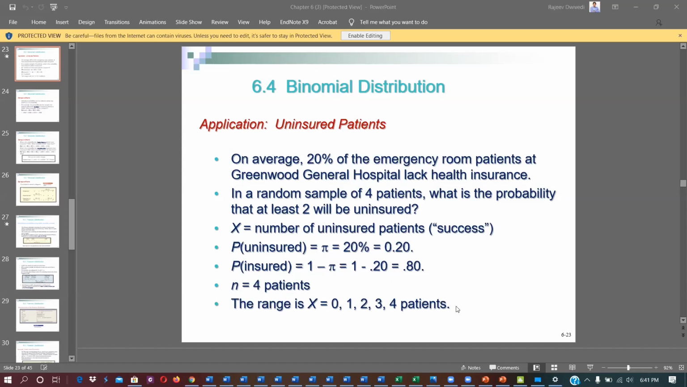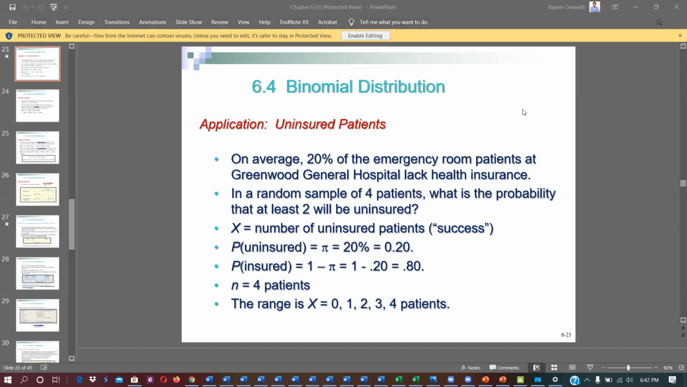Now we would like to see what the event is. These are the events: 0 uninsured, 1 uninsured, 2 uninsured, 3 or 4. So basically these are the events, and we are looking at the probability of these events. This 20% is based on data already defined, so we don't have any probability. We are looking at the probability of these events based on the sample that we are going to test.